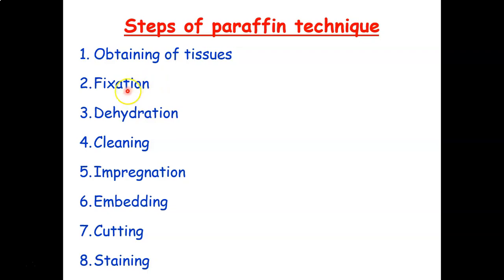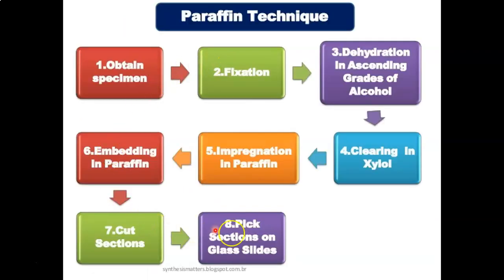Fixation of the tissue, dehydration to remove water, cleaning to remove the alcohol, impregnation is to replace the xylene by paraffin wax, embedding is the formation of hard block. Then I will start cutting of the hard block, and then I stain the tissue. This is the 8 steps of paraffin technique.